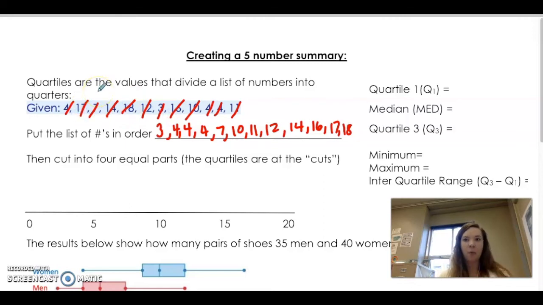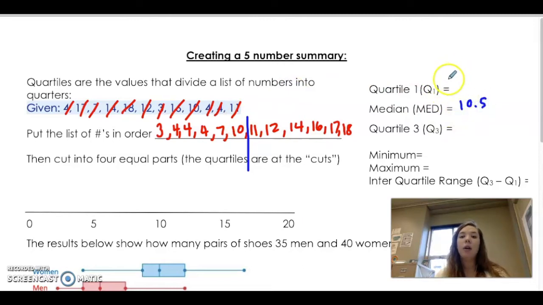Okay, so we need to find our median first. We have 1, 2, 3, 4, 5, 6, 7, 8, 9, 10, 11, 12 pieces of data, which means the middle is right in between 6 and 7. So 1, 2, 3, 4, 5, 6. This is the middle because I have 6 on this side and I have 6 on this side. Okay, when you have an even number, it's going to be in between two numbers instead of just one. So in between 10 and 11 is 10.5.